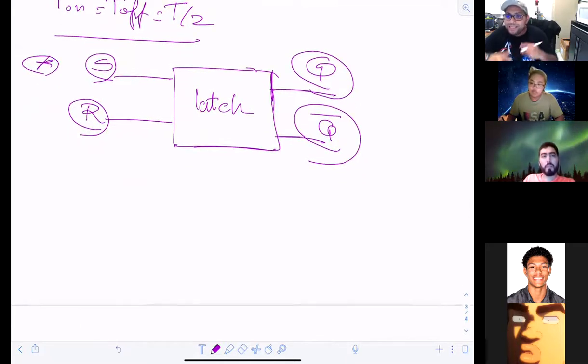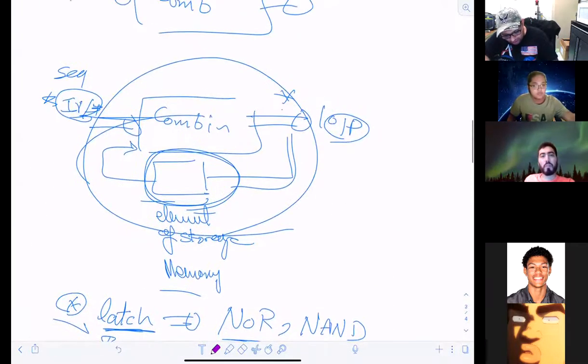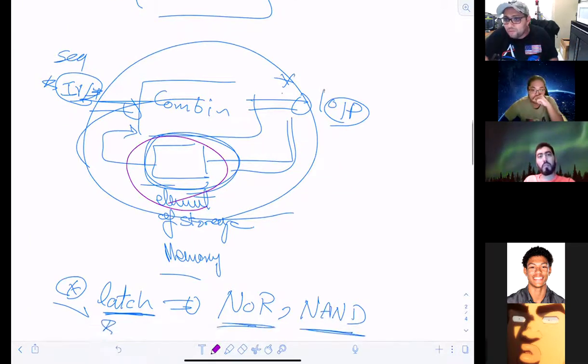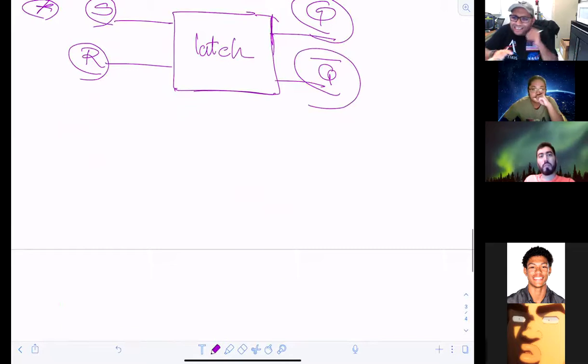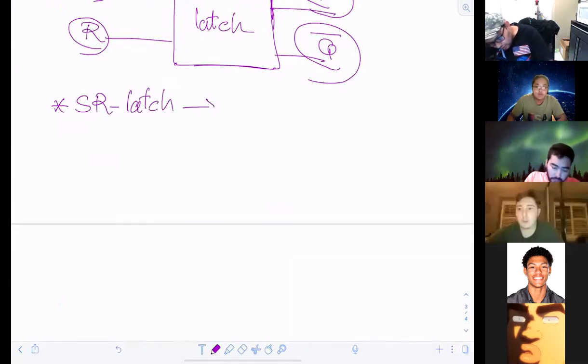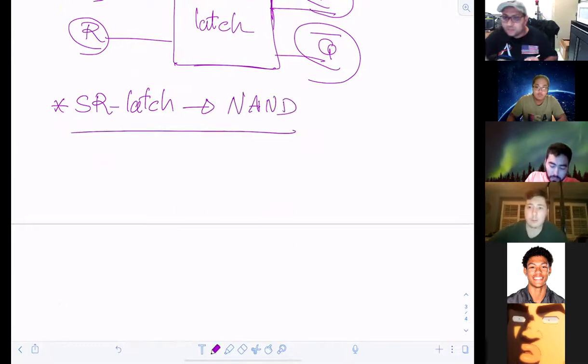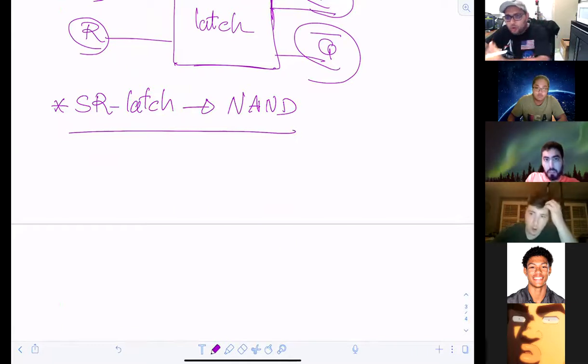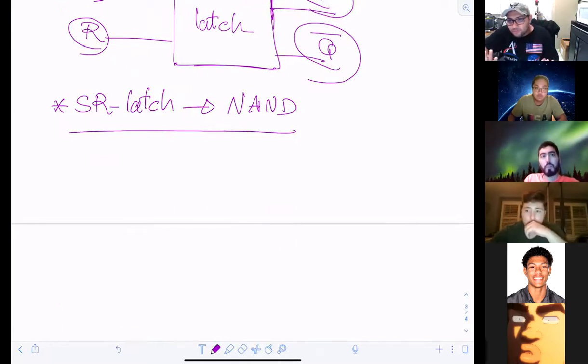Now we need to think about how this latch is a storing element. We said in the combinational circuit we need an element to store, so that the whole circuit works. So we are looking for the storage here. What is inside the latch? We have the SR latch designed using NAND, and we're going to start with this and see how it looks. Then we'll move forward to the SR latch using NOR. Everybody's following me?